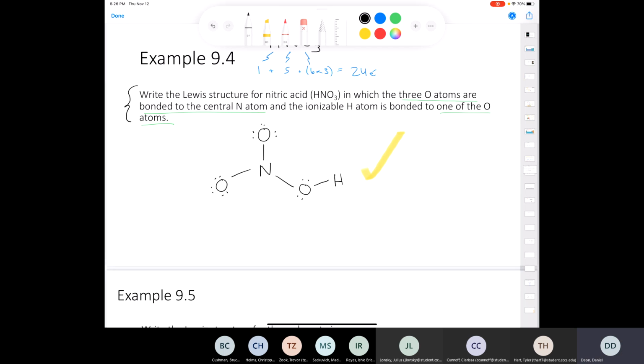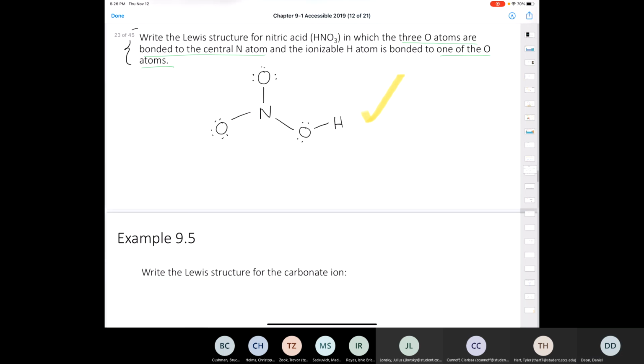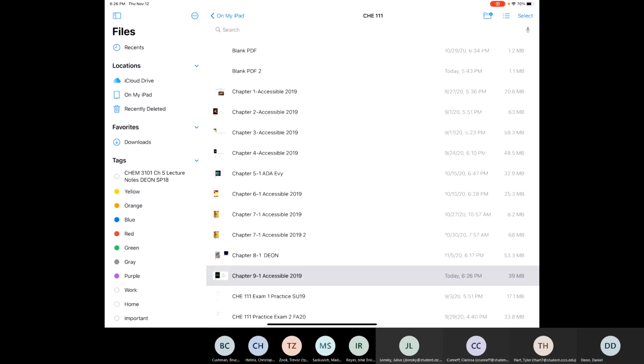Let's try another example. I've got one for you off the top of my head. Let's try this. This is called formic acid.